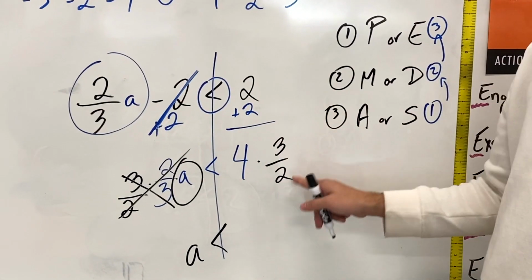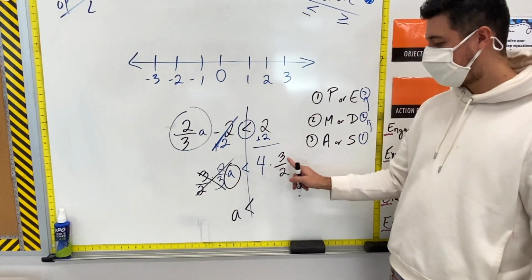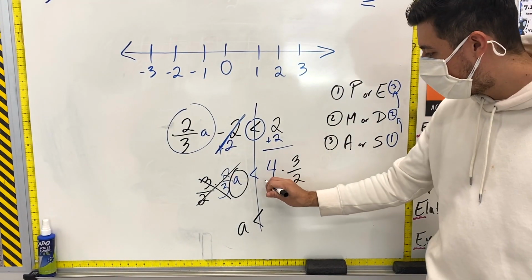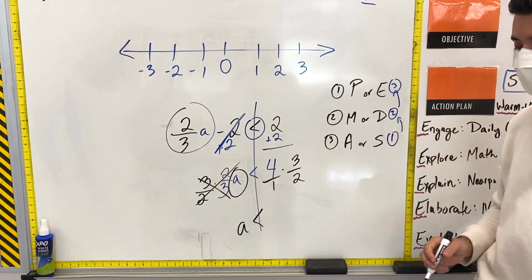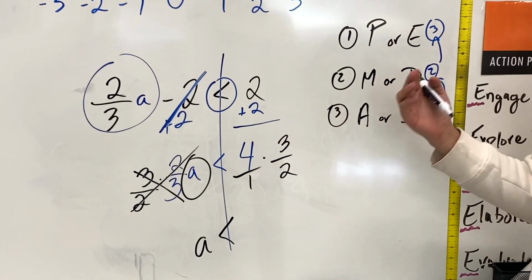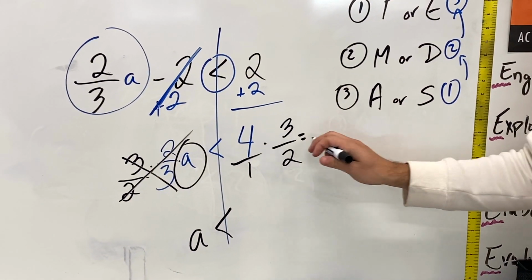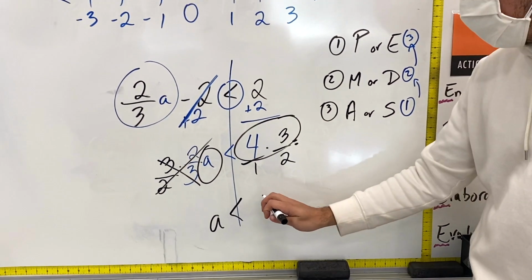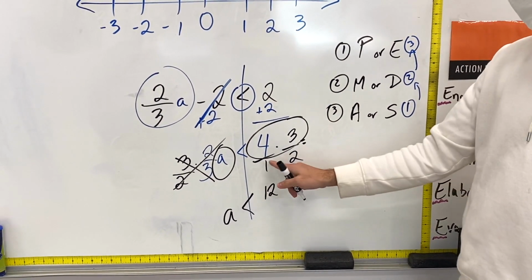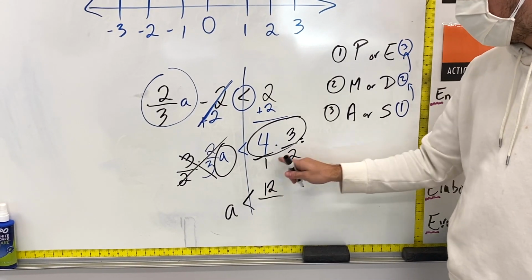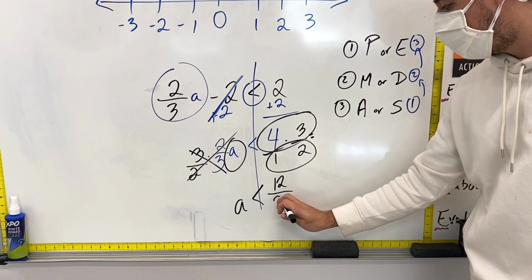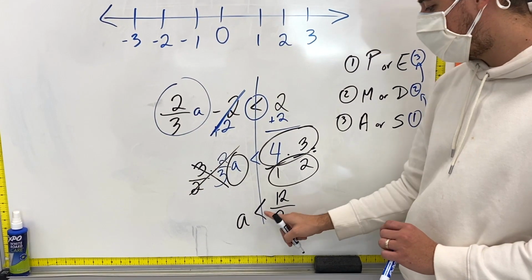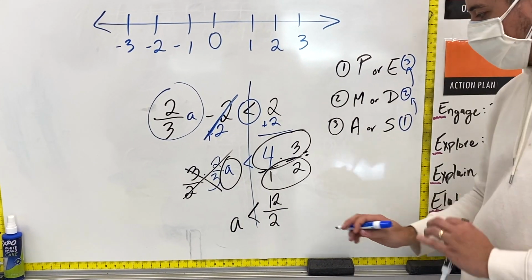Mr. De Leon, how do I multiply this number 4 times this fraction? One more time, guys. It's real simple. Just put it over the number 1. Remember, the number 4 is the same as 4/1. So now we just multiply. 4 times 3 is 12. And 1 times 2 is 2. And that's what we get for our answer. A is less than 12/2.